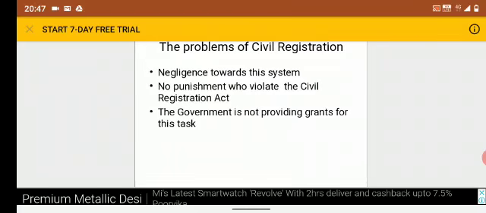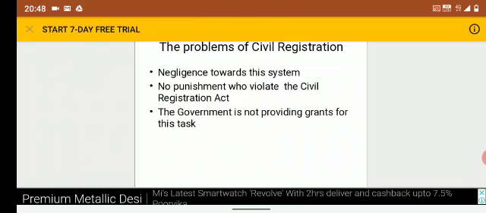Another important problem we face in India is negligence towards the system. People feel it is not necessary to register death, not necessary to register birth, not necessary to register migration. People are neglecting this system. Another important problem is that no proper punishment is given to those who violate the Civil Registration Act.